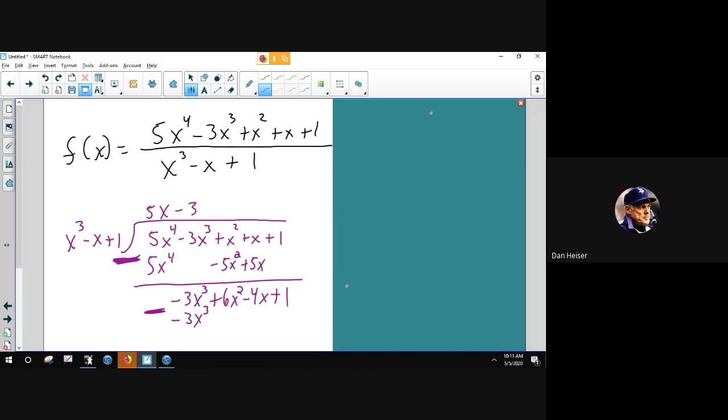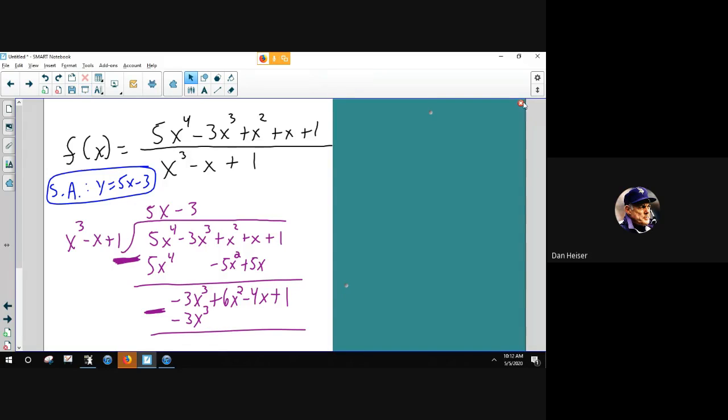Big ginormous minus sign is going to cancel out those terms. Negative 3x cubed minus negative 3x cubed. Those go away. Everything else is remainder that I don't care about. I'm done. This is my slant asymptote. So for this problem, the slant asymptote is y equals 5x minus 3. That's as far as we have to go in our long division. Let's get this thing off the screen.